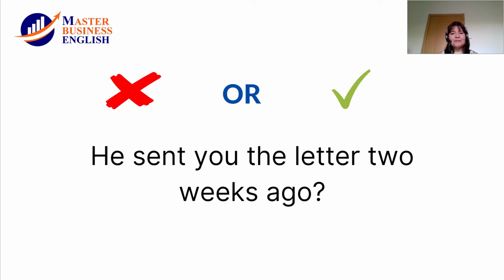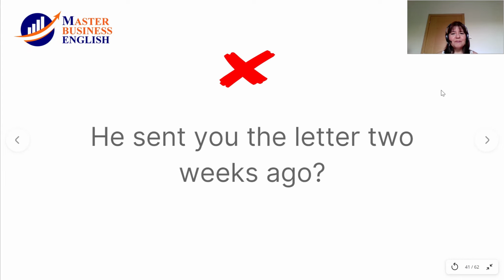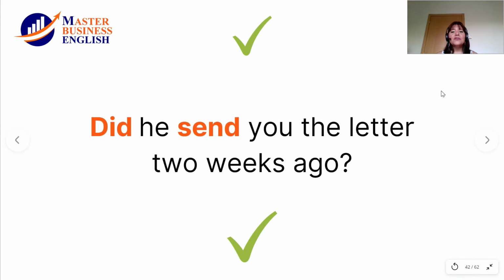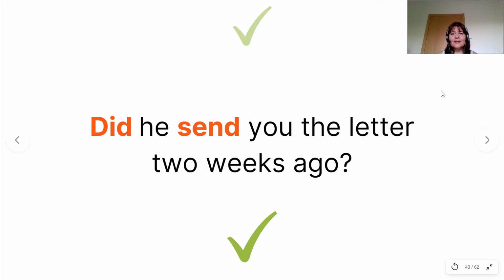Very good. It is wrong because you should use the structure: Did he send you the letter 2 weeks ago? So in a question, we have to use first the auxiliary in past, in this case, then the subject he, and then the verb in infinitive. Did he send you the letter 2 weeks ago? Let's check the next one.